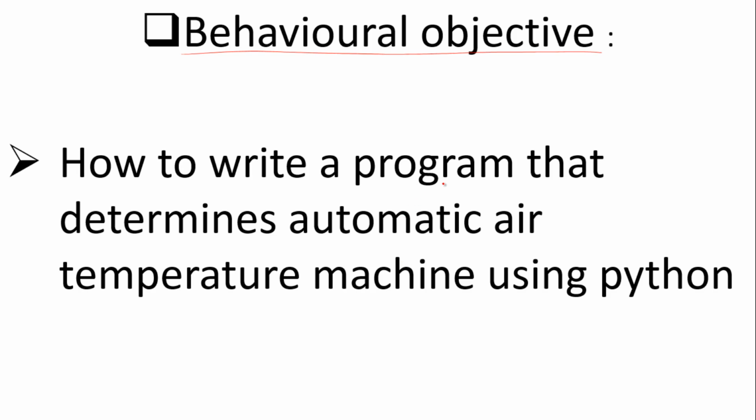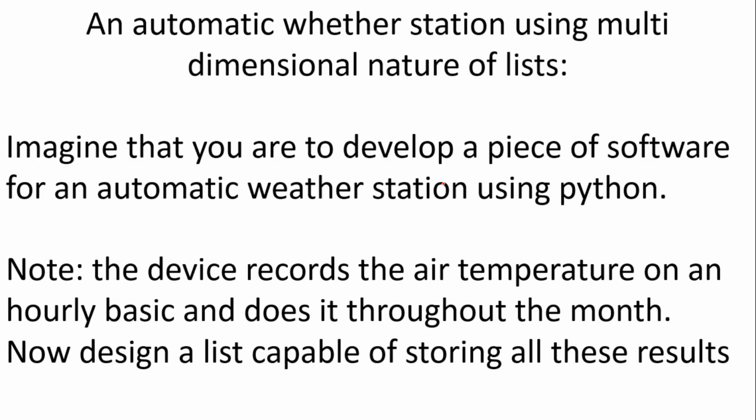So how does it work? In a very simple manner, this automatic weather station is using what I call two-dimensional lists. Imagine that you have to develop a piece of software for an automatic weather station using Python. How do we go about it? Basically, what you need to understand first is that the device records the air temperature on an hourly basis and does it throughout the month.